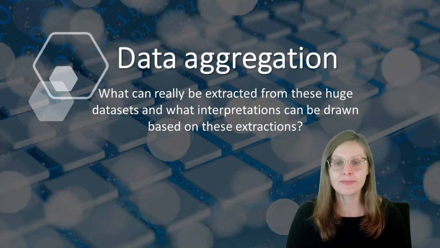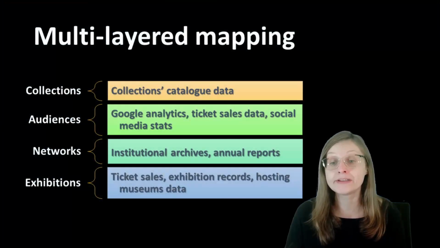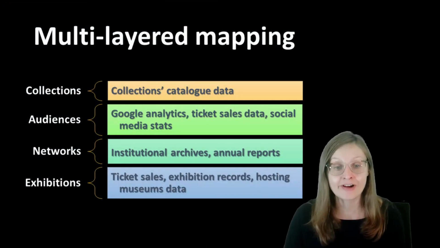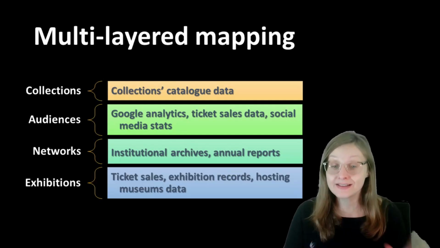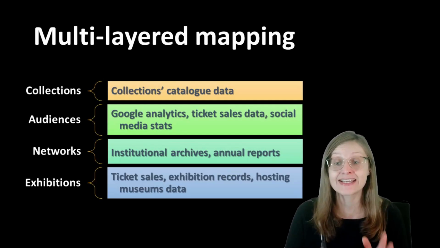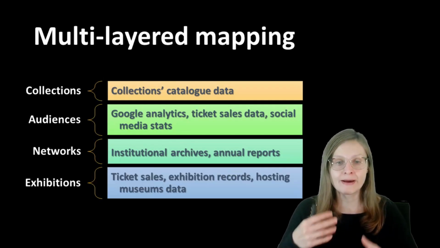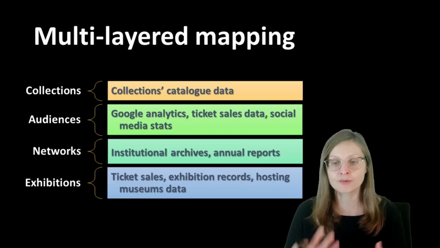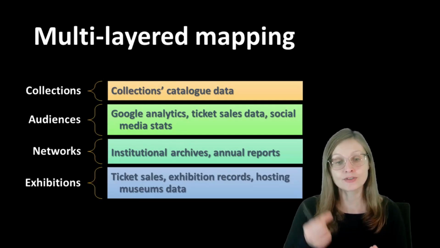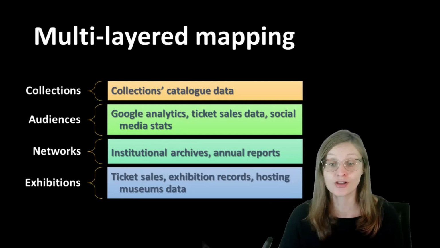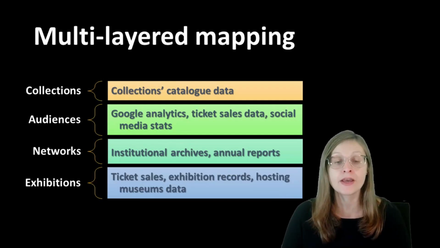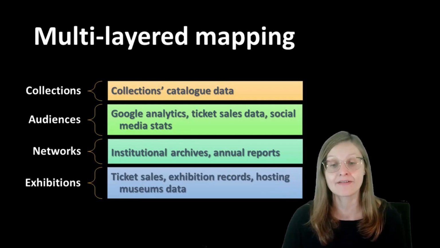The project Deep Mapping, developed in collaboration with ACME, started exactly from the point of identifying, categorizing, exploring, and collecting different institutional data sets that could be further analyzed and visualized. The multi-layered mapping project aimed to produce a system that allows a user to assess and visualize the influence of ACME on several interconnected levels.